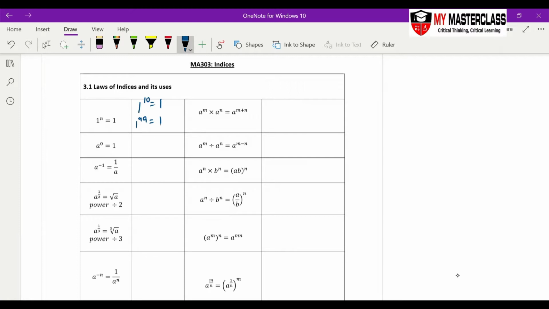Okay, so a to the power of 0 is also equal to 1. This means that if you have, let's say, x to the power of 0, that's 1. Okay, 3 to the power of 0 is also equal to 1. This you probably learned in school.